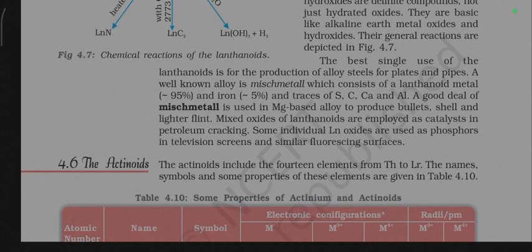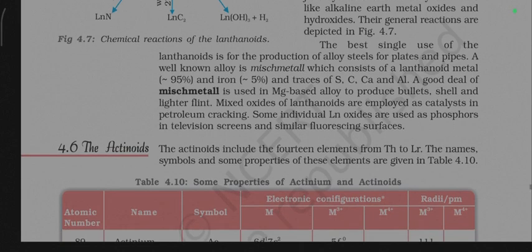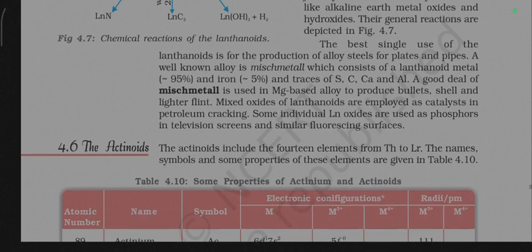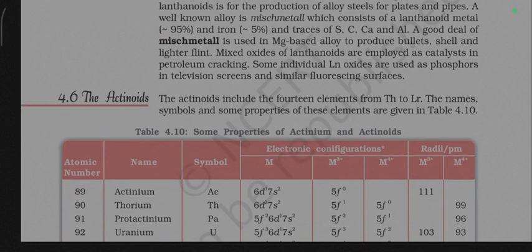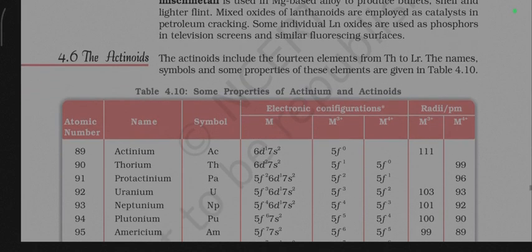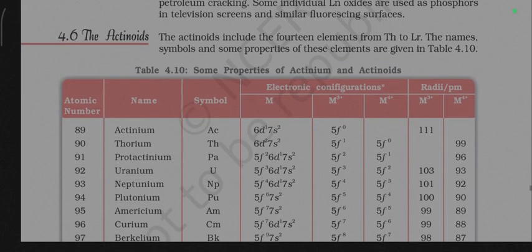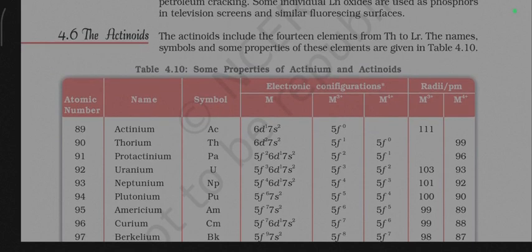A good deal of mischmetal is used in Mg-based alloy to produce bullet shell and lighter flint. Mixed oxides of lanthanoids are employed as catalysts in petroleum cracking. Some individual lanthanoid oxides are used as phosphors in television screens and similar fluorescing surfaces. The actinoids include the 14 elements from Th to Lr.